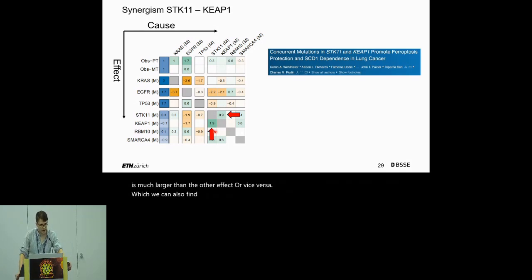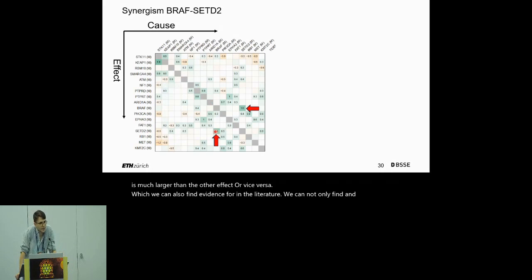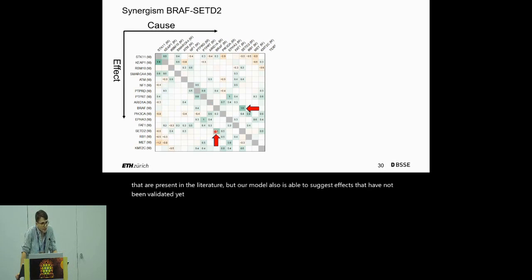We can not only find effects that are present in the literature, but our model also is able to suggest effects that have not been validated yet. So it can generate hypotheses that we can test in the lab.